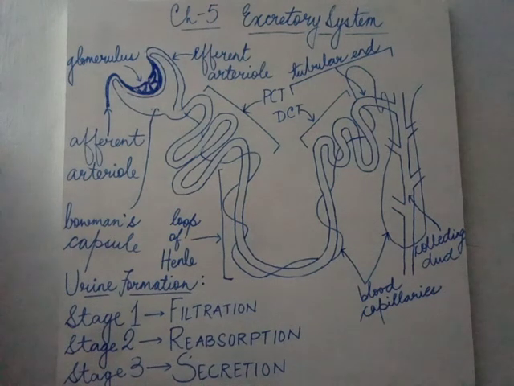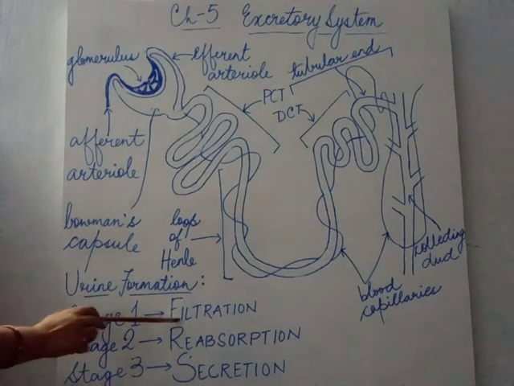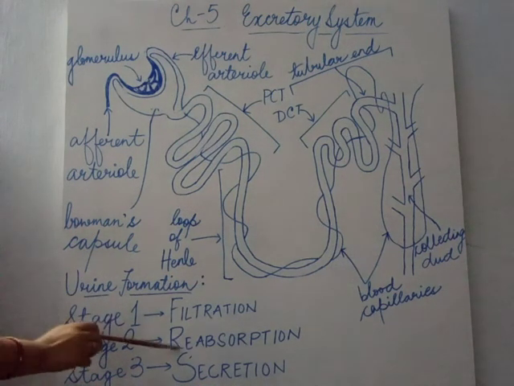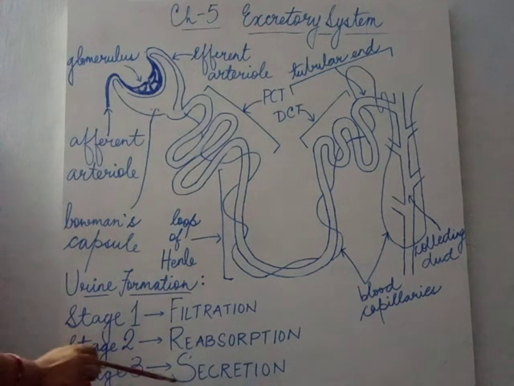Is that clear? So urine formation takes place in three stages. Stage 1 is filtration, stage 2 is reabsorption and stage 3 is secretion.